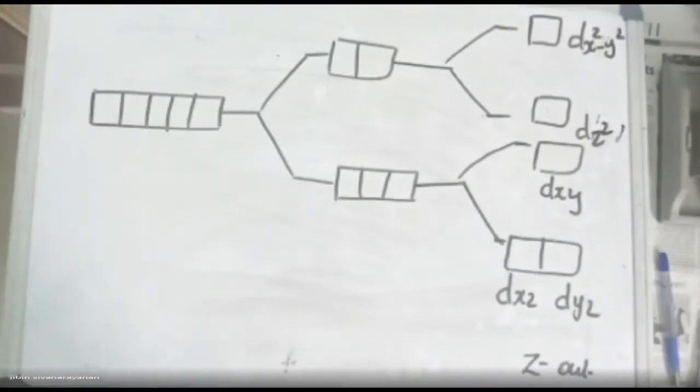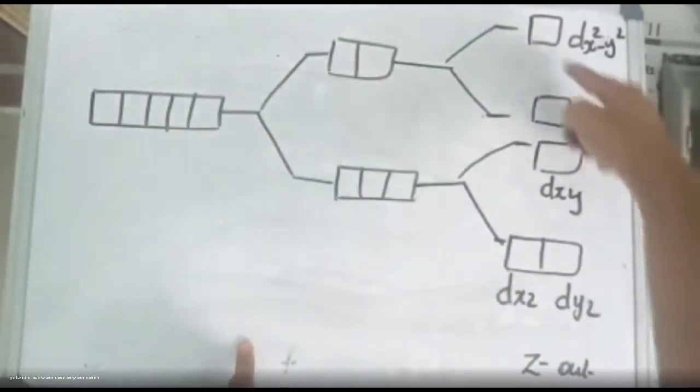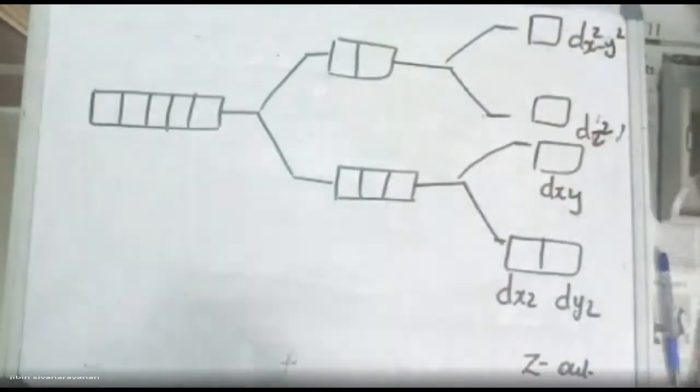What will happen if it is z in? It will be the reverse. Here it is dxy, and this xz, yz goes to upper, and here it is also interchanged.